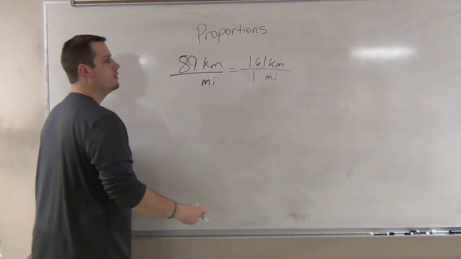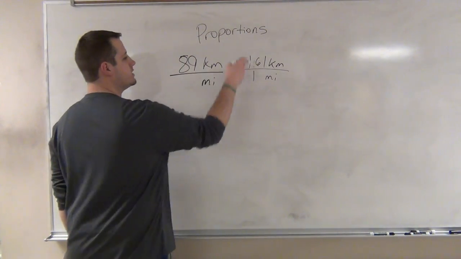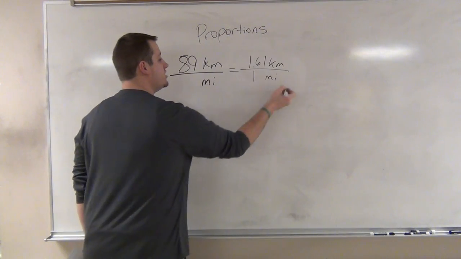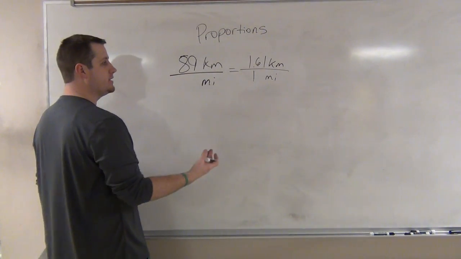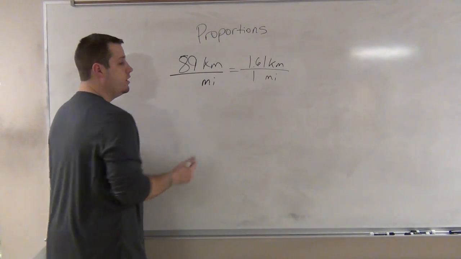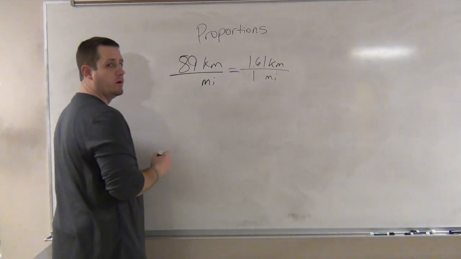Proportion. Now, the reason why this works is that if this is equal, if that is true, then it's considered to be a constant. And if that's constant over here, then it's got to be constant over here, which means it's okay to make them equal to one another.